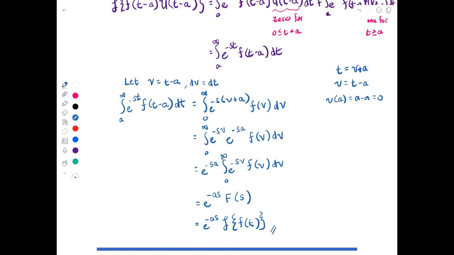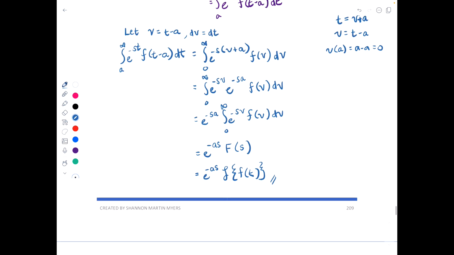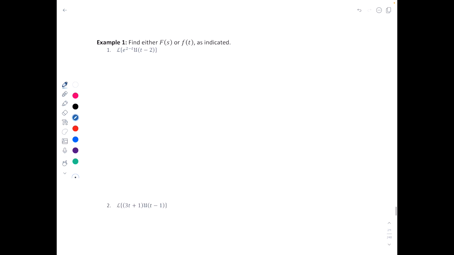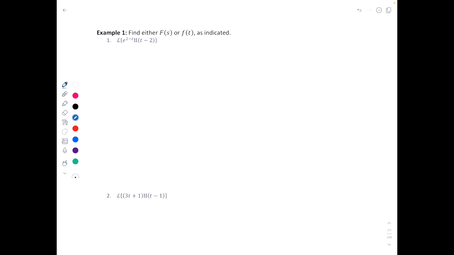Pretty cool, huh? All right, so next up, we're going to be using this unit step function to find capital F at s or f at t, whatever we need to find. So we have this Laplace transform of e to the 2 minus t times the unit step function at t minus 2.